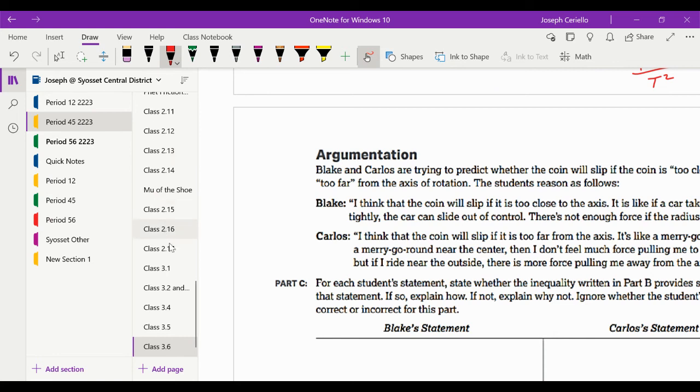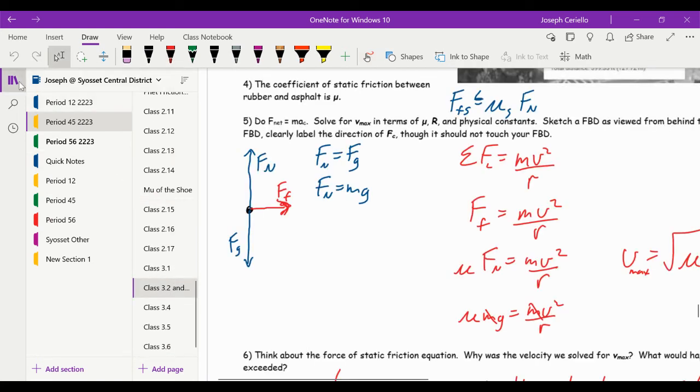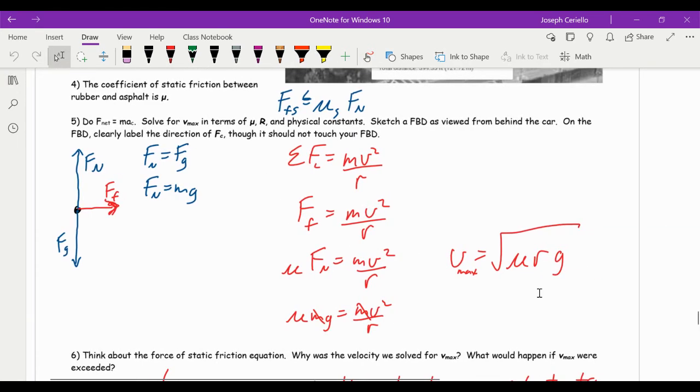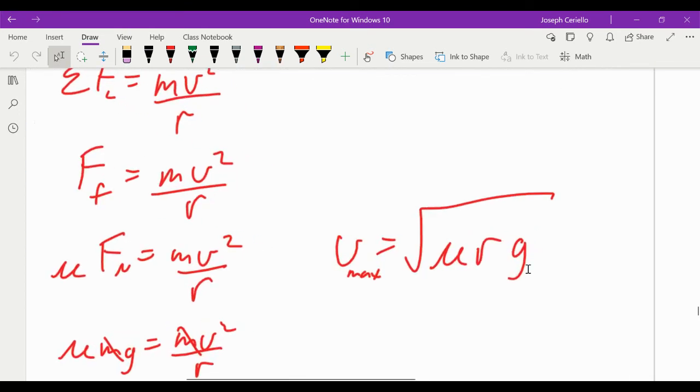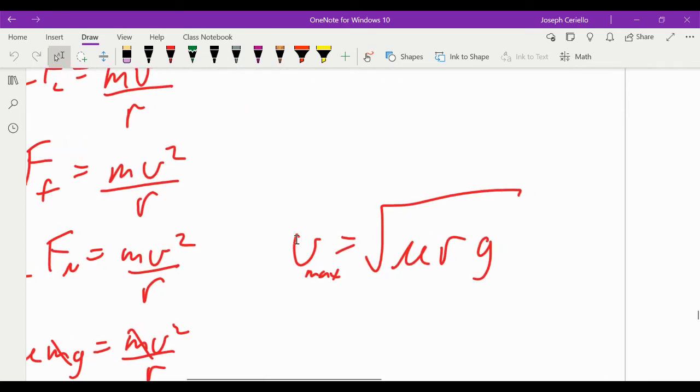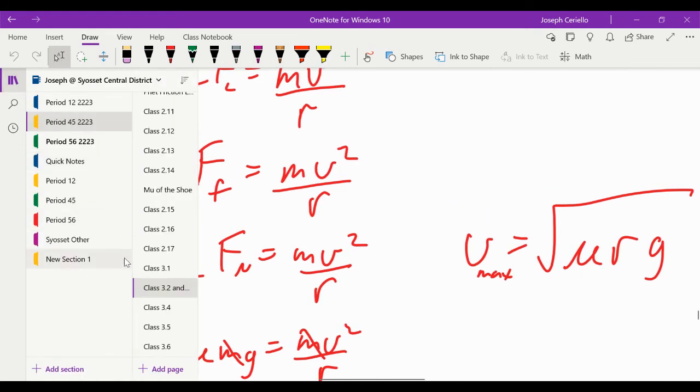That's a really good point. Looking back to this class here, we found that the maximum velocity a car can go around a circle in is dictated by mu times r times g. If r is smaller, then it cannot go around the circle as fast. So Blake's reasoning is pretty good.